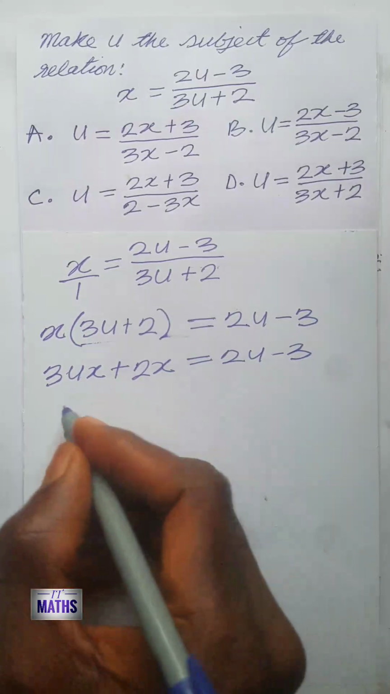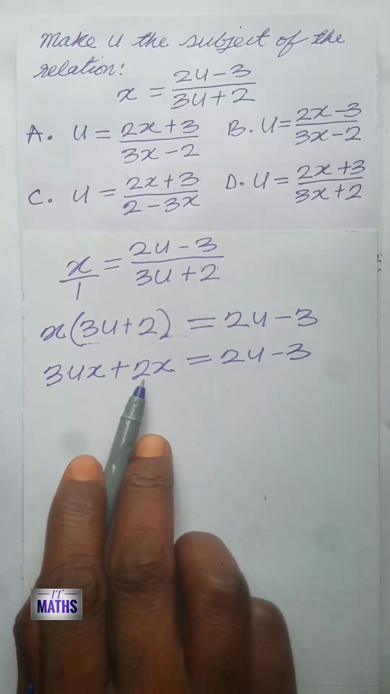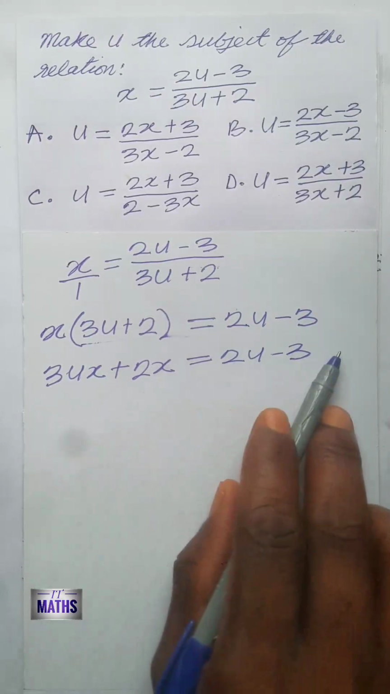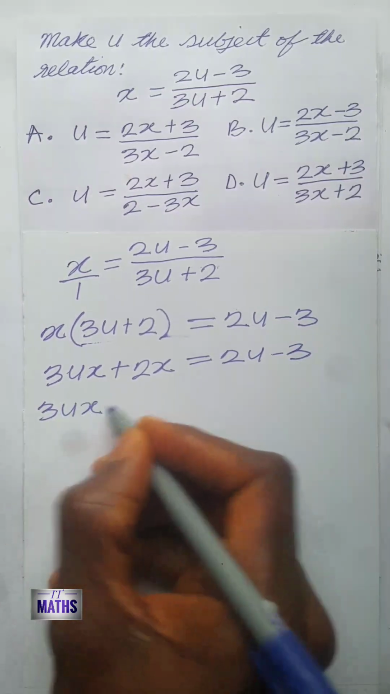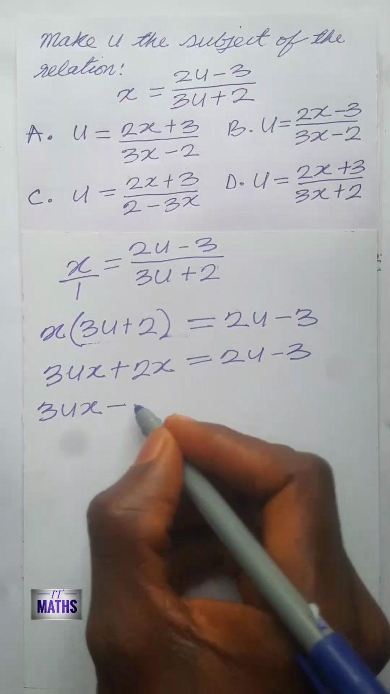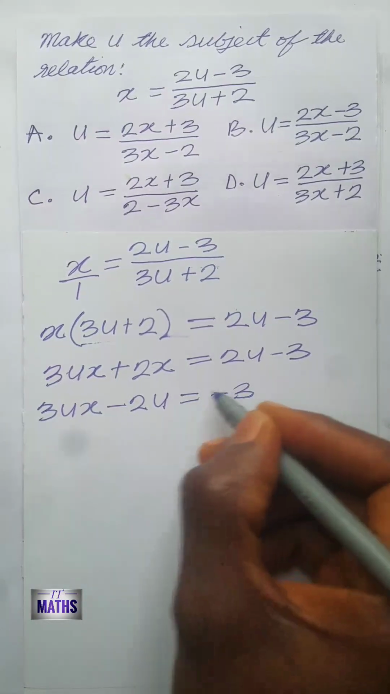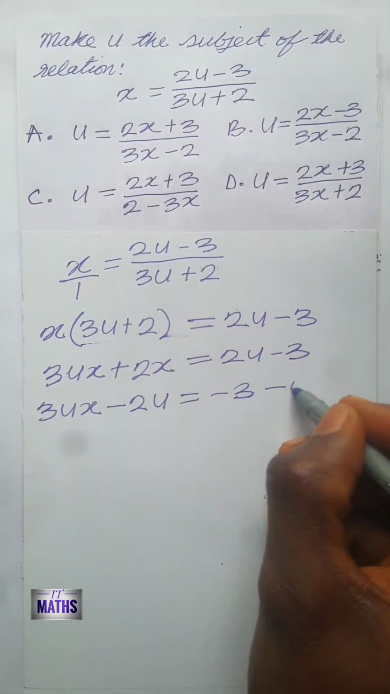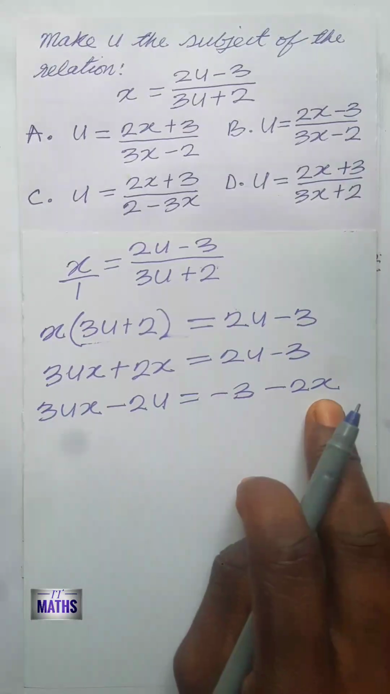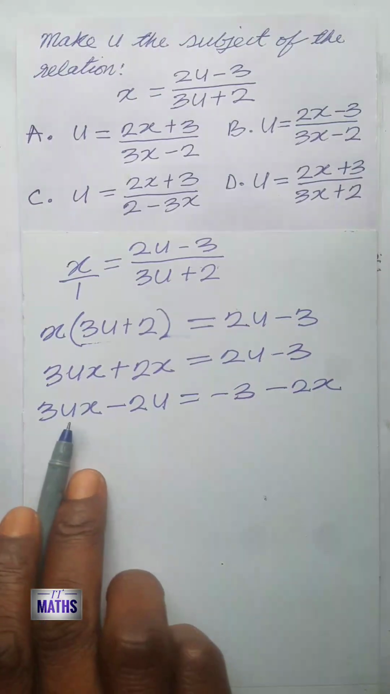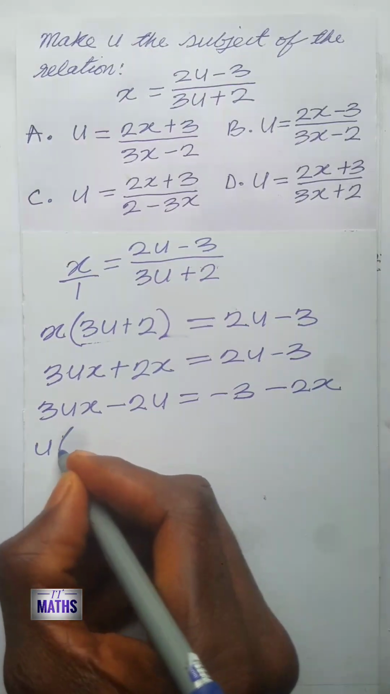Now I can bring u to u and then take this other number to this other side. So this is 3ux minus, plus comes here and becomes minus 2u is equals to minus 3. This comes over here and becomes minus 2x is plus here, so it crosses the equality sign and becomes minus there. Now I can factorize my u. See, I can factorize u.